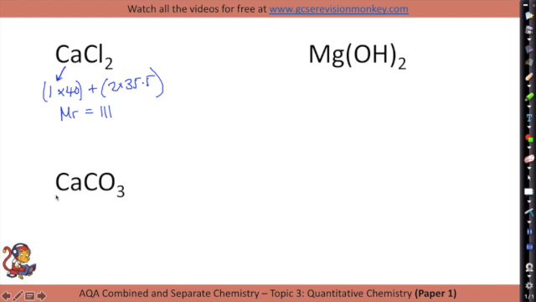Calcium carbonate down the bottom here, we've got 1 atom of calcium, 1 atom of carbon and 3 of oxygen. So on the periodic table, the mass of calcium is 40, so we need 1 lot of 40, added to 1 lot of 12, added to 3 lots of 16, and that will give you the relative formula mass of 100. So it's simply adding up the masses of all the atoms that you have.